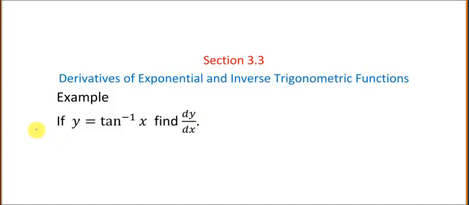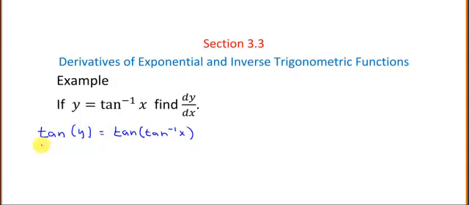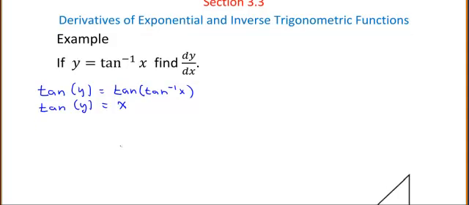So we have the tangent of y is equal to the tangent of tan inverse of x. And so this, of course, the tangent of y is just that. And the tangent of the tan inverse of x is x, again, because of that inverse relationship. So now we'll take the derivative of each side with respect to x.